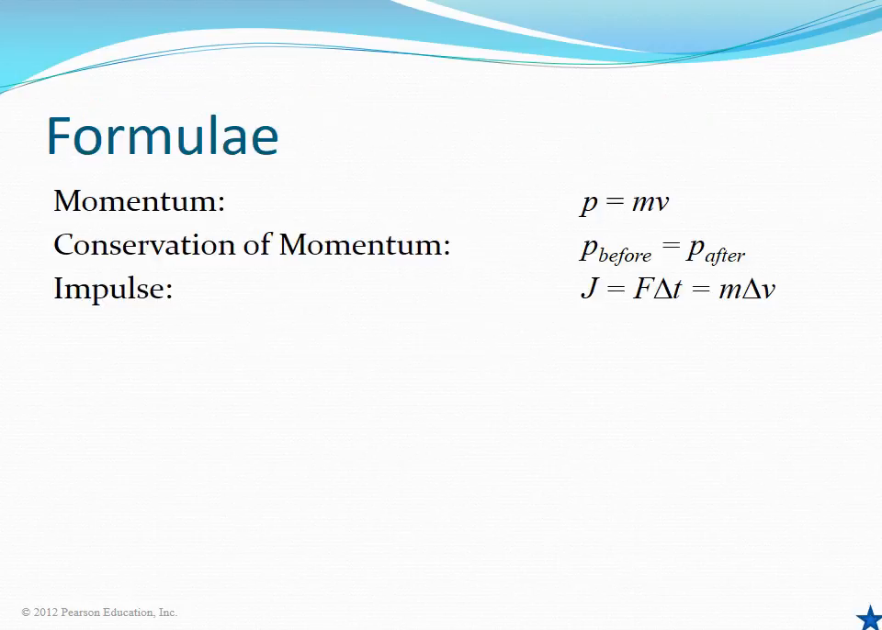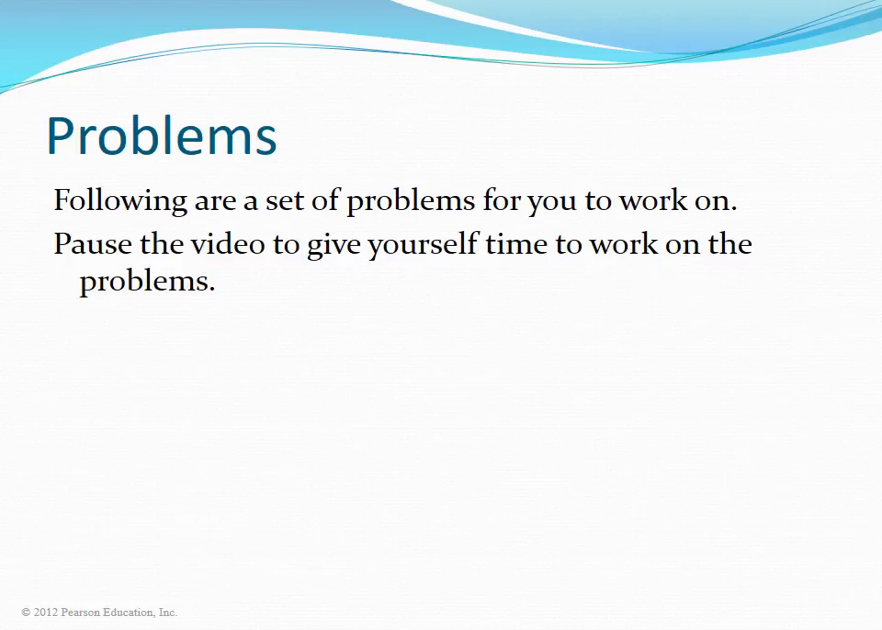The important formulas for this chapter are the definition of momentum, p equals m times v; the conservation of momentum, momentum before an interaction is equal to the momentum after the interaction; and the impulse momentum theorem, force times the time interval, or the contact time, equals the change in momentum. The following are a set of problems for you to work on. Pause the video to give yourself time to work on the problems.